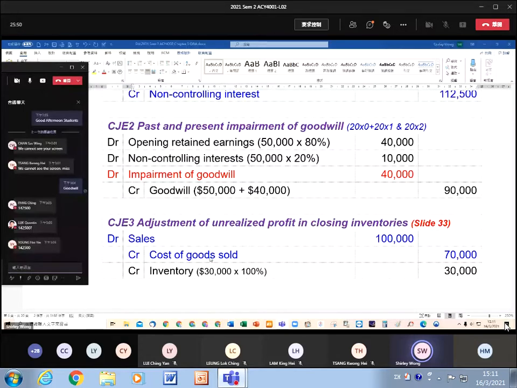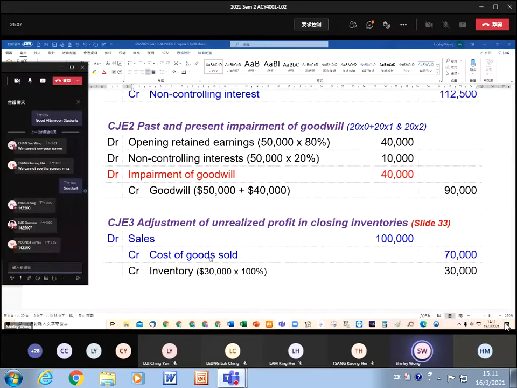So this is CJE number 3. See if you have any questions on that, and then compare the answer with yours. See whether it is correct or not. So without any further information, the next 3 journal entries will be CJE 4, 5, 6.